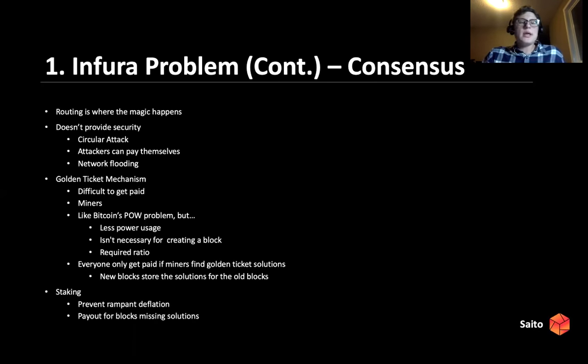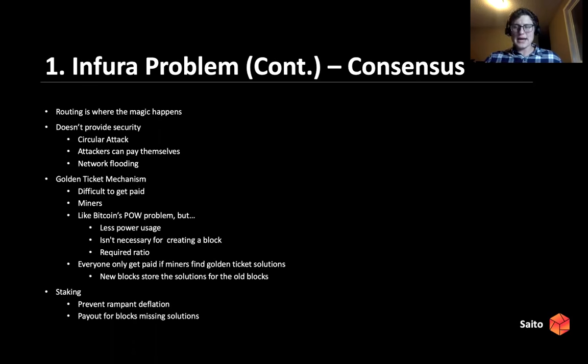So routing is probably where most of the magic happens within the Saito consensus mechanism. However, I already mentioned that there are two other components, and that is staking and mining. So although routing is really cool and it sort of incentivizes the sharing of transactions, one problem with it is that it doesn't really provide too much security in and of itself. In order to provide security, you would have to introduce some other sort of mechanism that will play with this routing thing that I've covered.